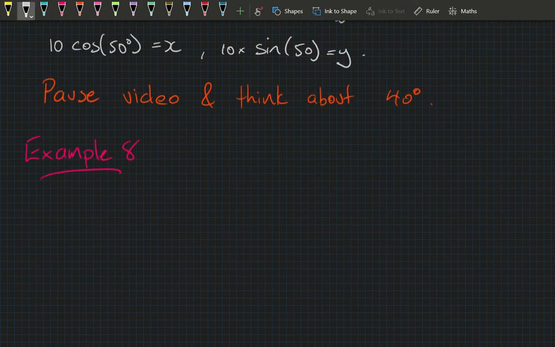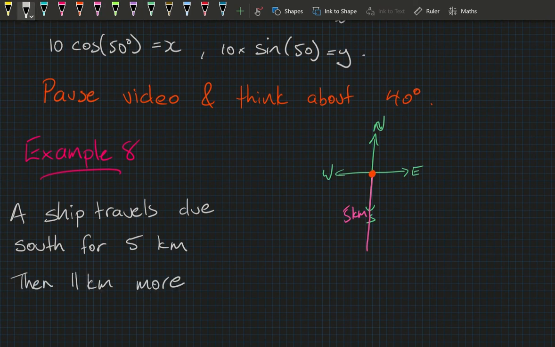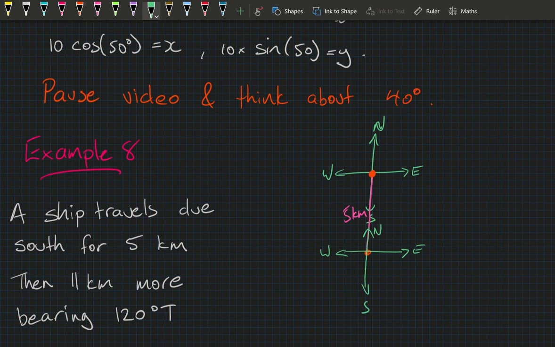Anyhow, example 8 is all about a ship that travels due south for 5 kilometres. So let's draw that starting point with a compass and then mark in the journey. Then it travels another 11 kilometres, bearing 120. So I better mark in a point where the last journey's finished and draw a compass with that as well. I'm just going to mark in the journey so we don't lose it.